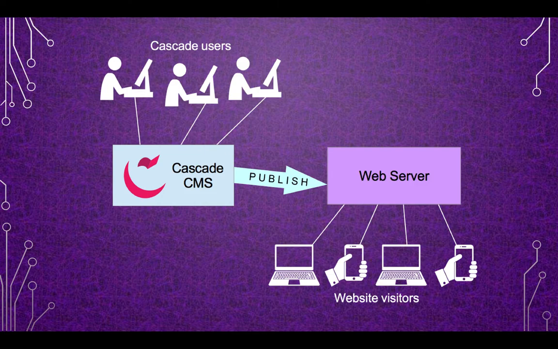In the upper left, you'll see Cascade users. These are content experts or other employees here who are helping build or maintain a website. And they are using Cascade CMS. And within Cascade, they're looking at the pages and the assets and making their changes. When they make their changes to the page or file in Cascade, those changes are only in Cascade.